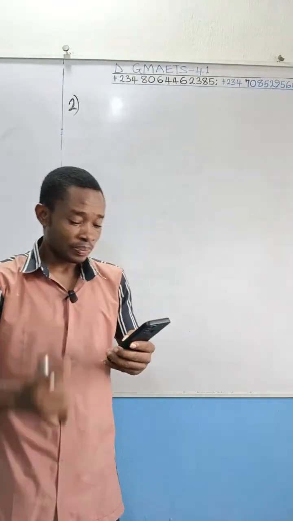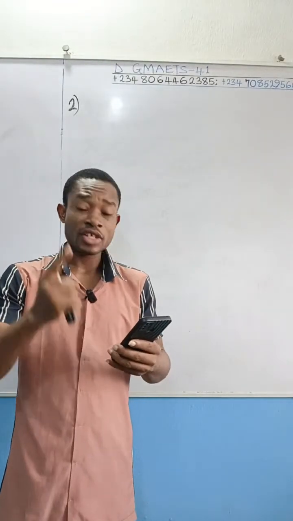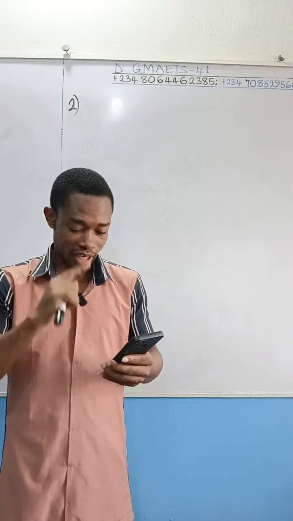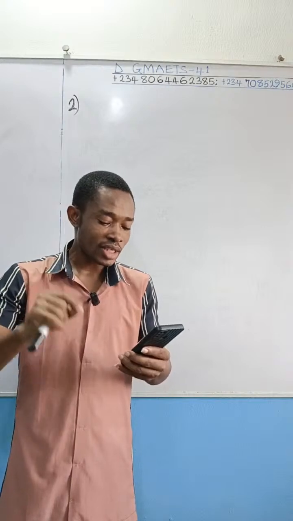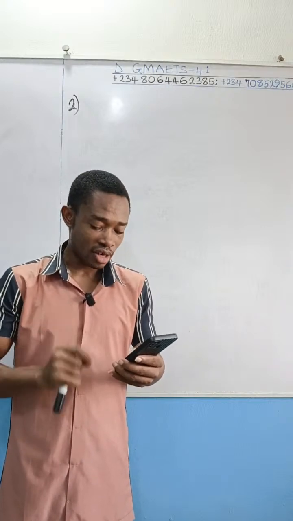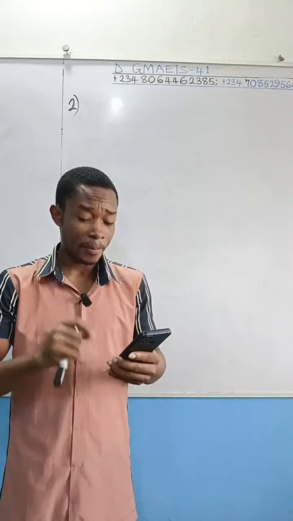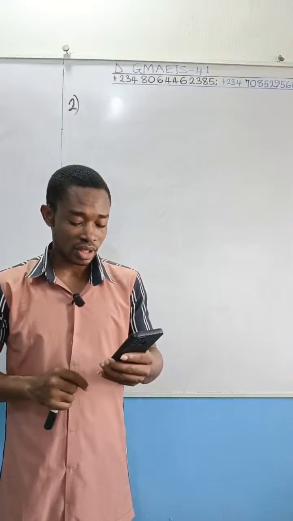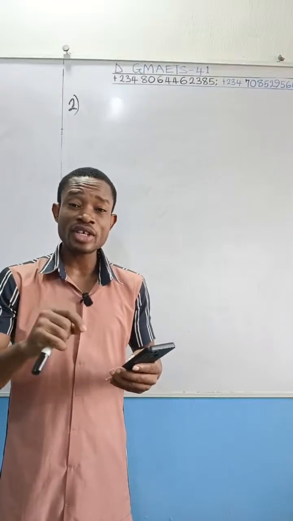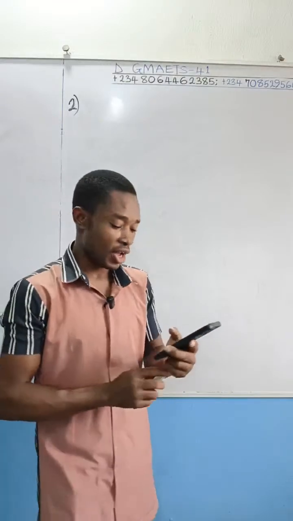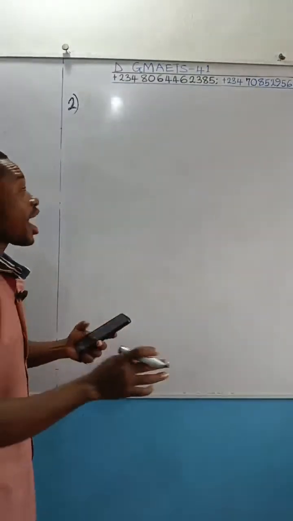Question number 2. A disk is rotating for 8 seconds. It has a constant angular acceleration of 15 radian per square second. If the initial velocity is 3.5 radian per second, find the final angular velocity. So this is what we have.